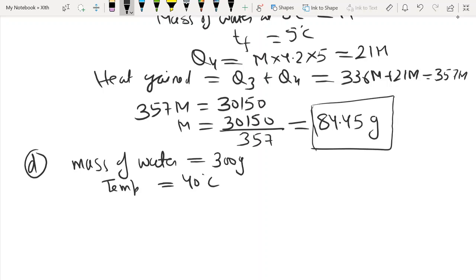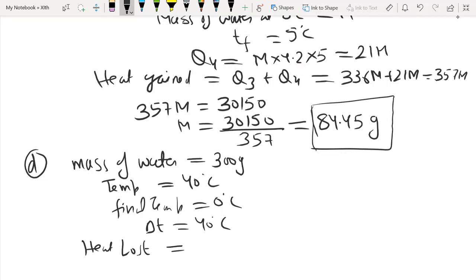So final temperature is 0 degree Celsius. So delta T is going to be 40 degree. Now what is the heat lost? Heat lost would be mc delta T, which is equals to 300 into 4.2 into 40.